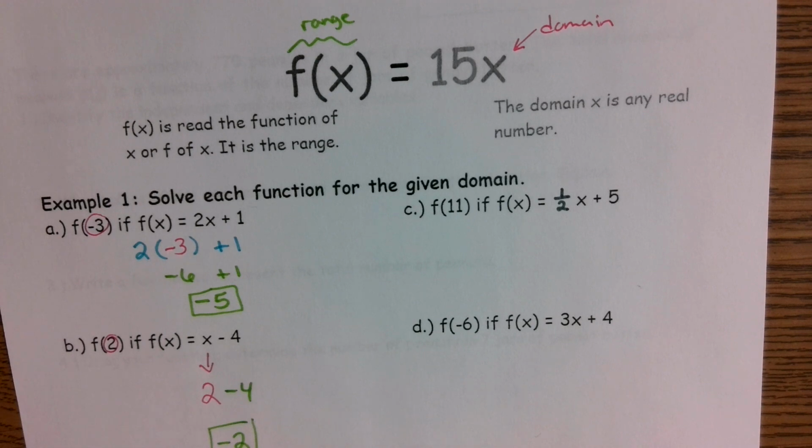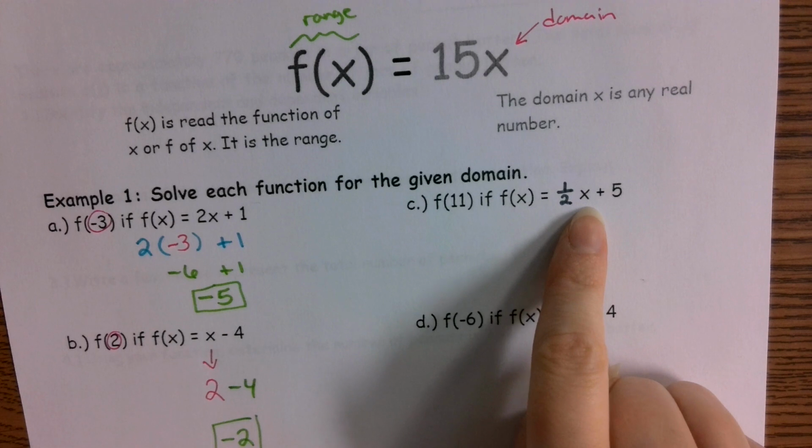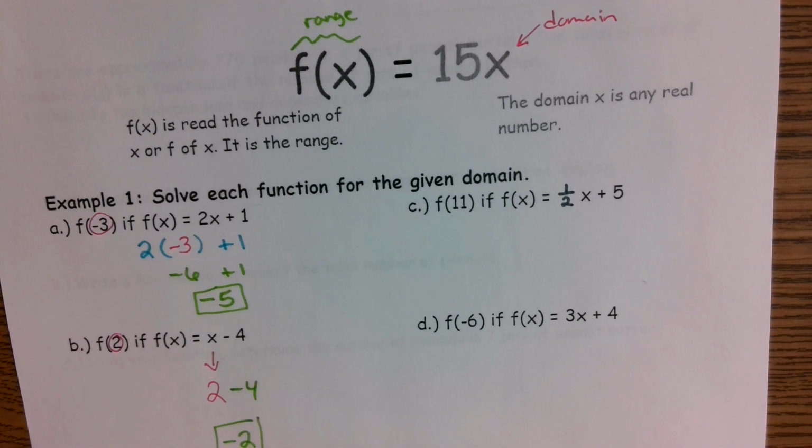Okay, what about for problem C? We have f of 11. If f of x is equal to 1/2 of x plus 5, what are we going to get for that, Bridget?